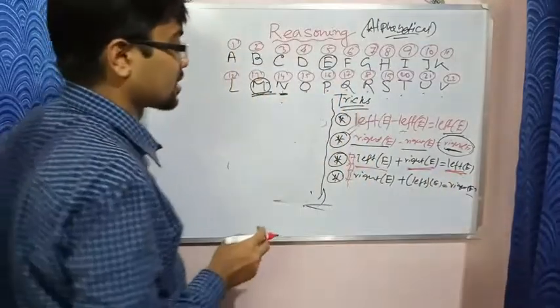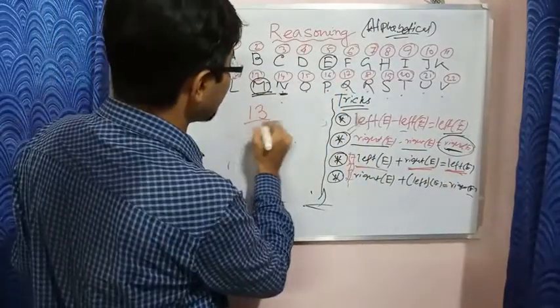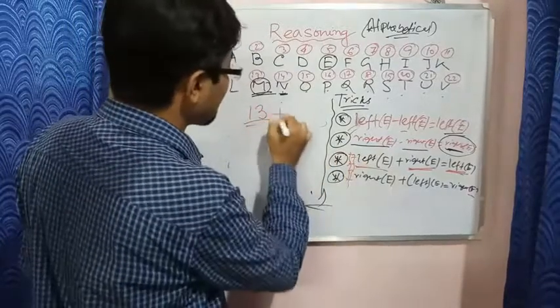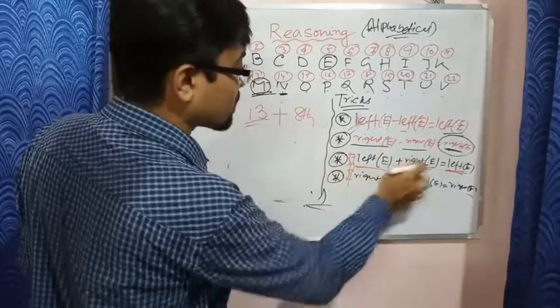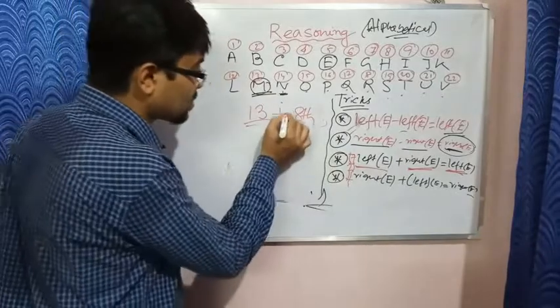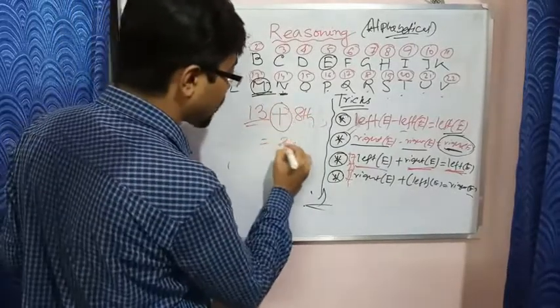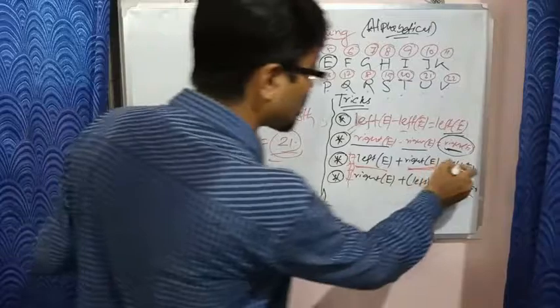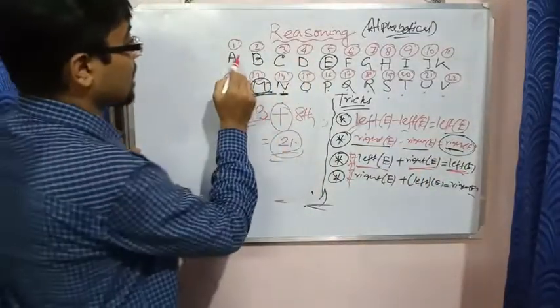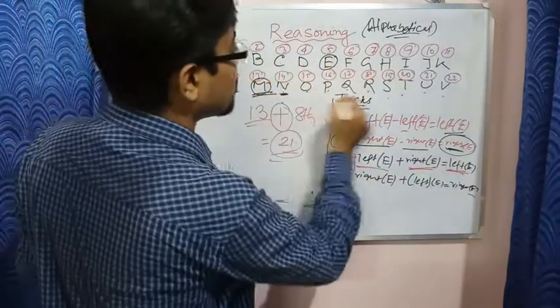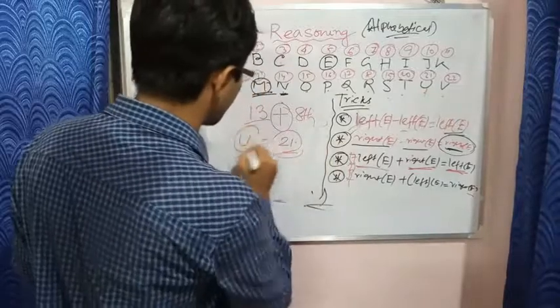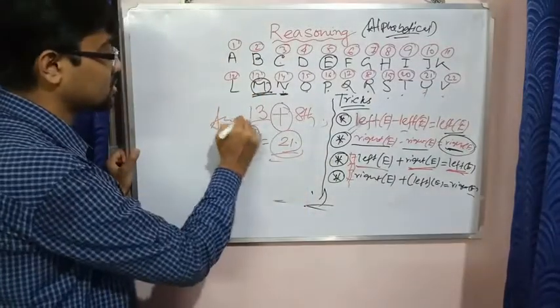Now clearly understand: 13th element from the left end, 8th element from the right end. That means the plus sign gives 21. This 21 is your left element. So that means A, B, C, D, E, F, and the 21st is U. So U is your answer. Hope you understand.